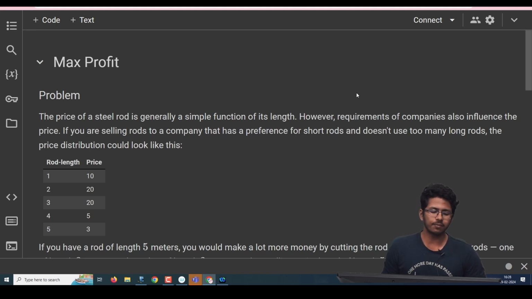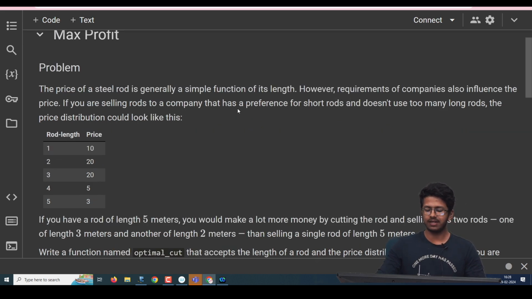Now we'll be dealing with a problem called max profit. So the problem statement says that the price of a steel rod is generally a simple function of its length. However, requirements of companies also influence the price. If you're selling rods to a company that has a preference for short rods and doesn't use too many long rods, the price distribution could look like this.